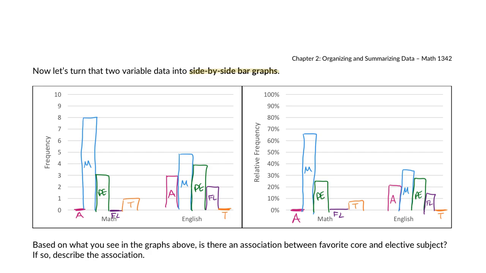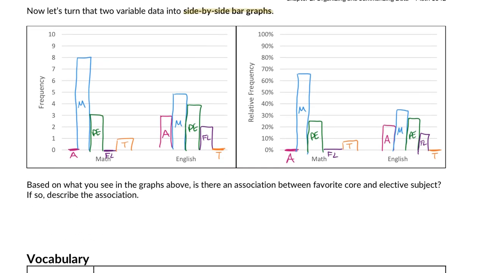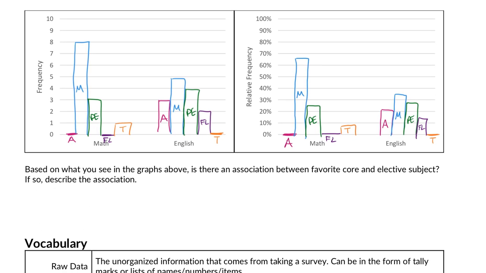Once we have the 2 side-by-side bar graphs, the sort of question we would be able to have commentary on is a question maybe like the one written here. Based on what you see in the graphs above, is there an association between favorite core and elective subject? Before we answer that question, why does it say association instead of causation? Because what? Because one doesn't cause the other. How can we prove cause and effect? What kind of study allows us to say something causes something to happen?